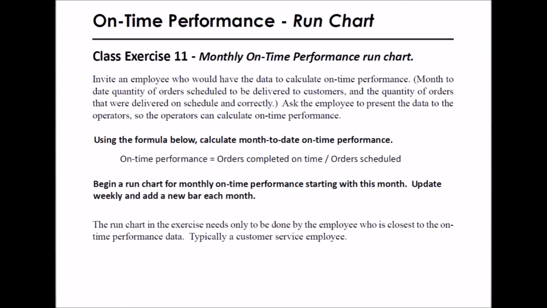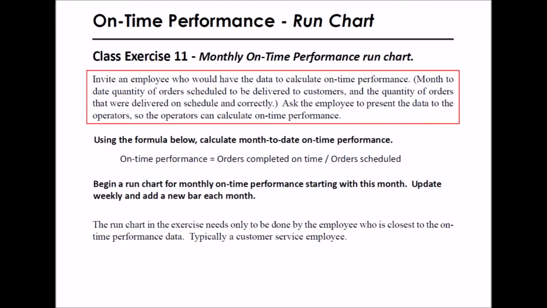For class exercise 11, the operators will calculate on-time performance for either the prior month or the month-to-date for the current month. Invite an employee who would have the data to calculate on-time performance. That is, the month-to-date quantity of orders that were scheduled to be delivered and the quantity of orders that were delivered on schedule and correctly. Ask the employee to present the data to the operators so the operators can calculate on-time performance.